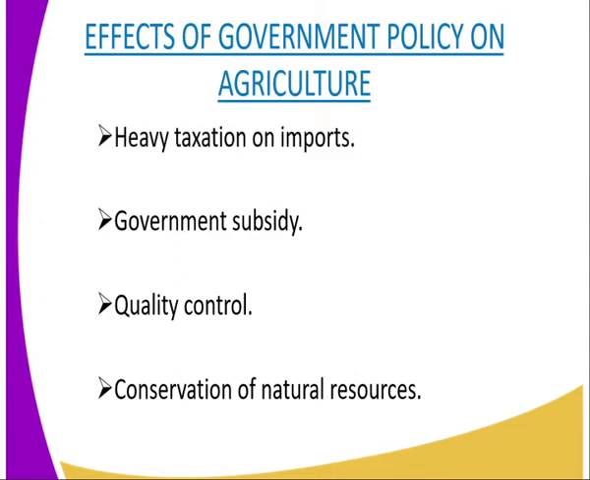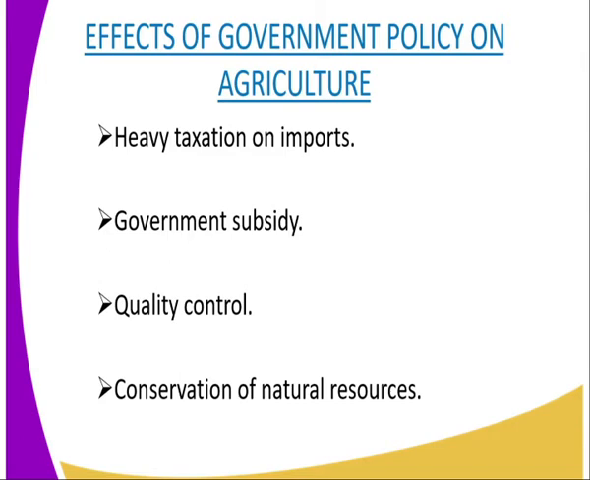Then we have the second one, government subsidy. The government should provide agricultural subsidy in the form of cheap fertilizer and also manure to the farmers. By so doing, they will motivate the farmer, because the farmer needs to be assisted a bit so that they can be motivated in their agricultural activities.